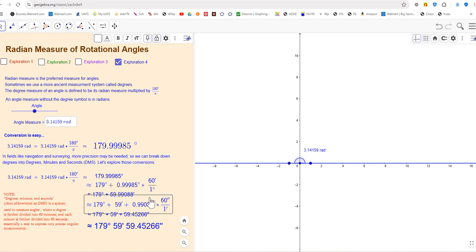Notice that the minutes cancel out here, just like the degrees canceled out here. Degrees canceled out leaving minutes there. The minutes cancel out here, leaving seconds. And of course, you can round this off if appropriate. So this is the degrees, minutes, seconds way of writing it. This is a more ancient way of writing angles that is still used some today. Decimal degrees are very common, as are radians.